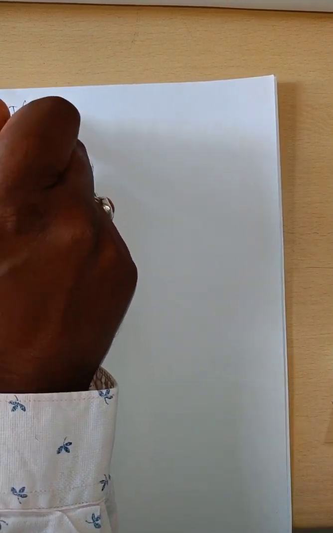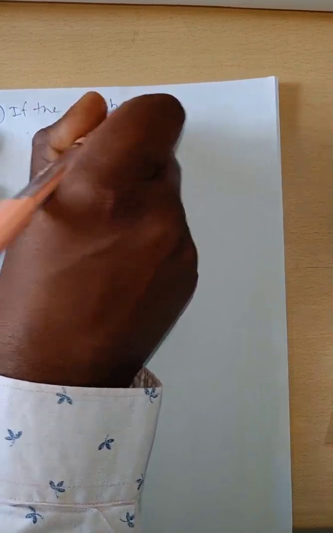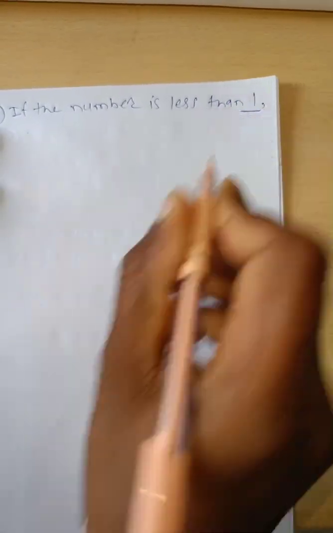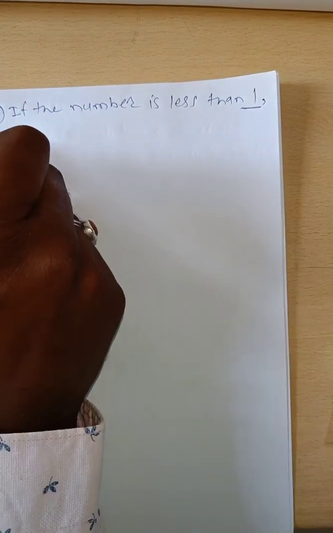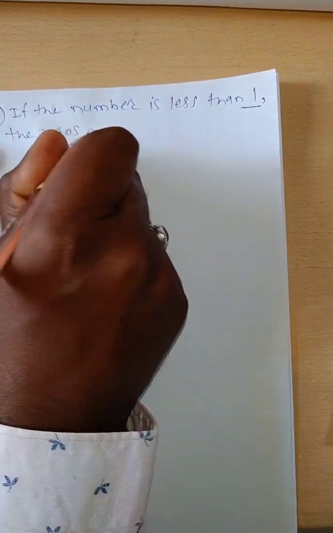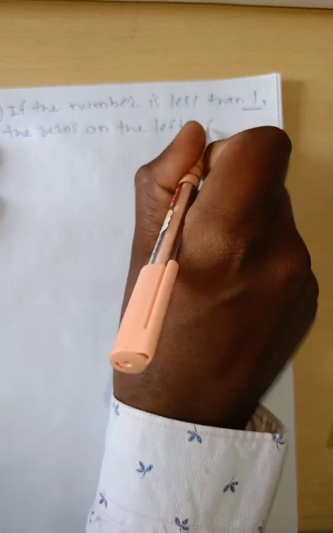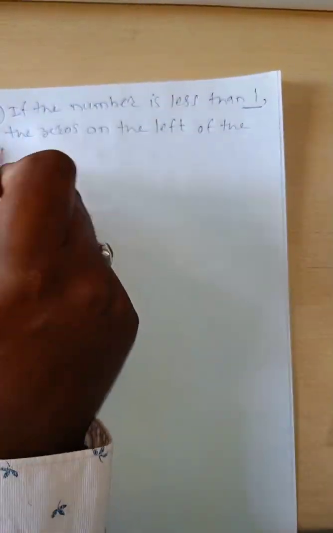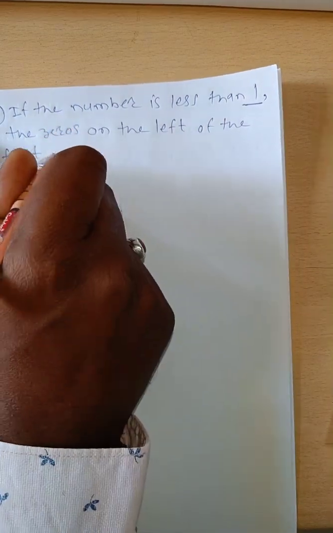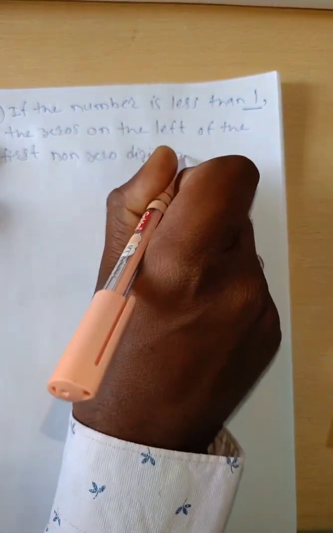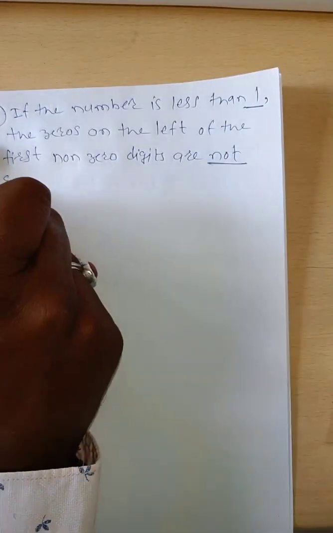Then rule number 3. If the number is less than 1, the zeros on the left of the first non-zero digit are not significant.